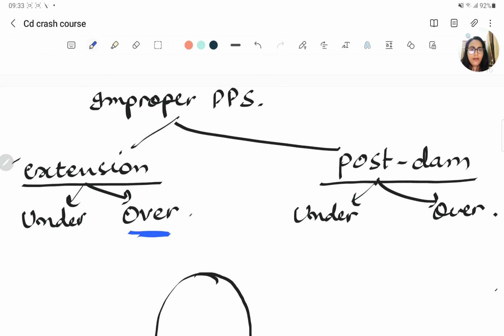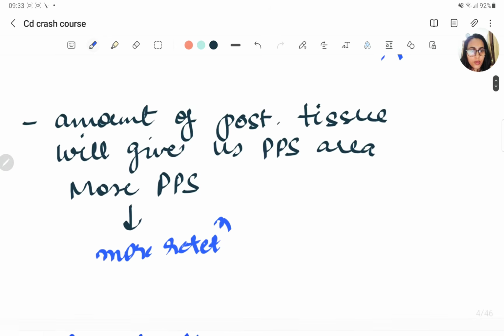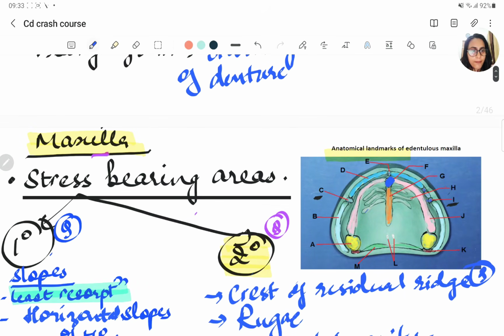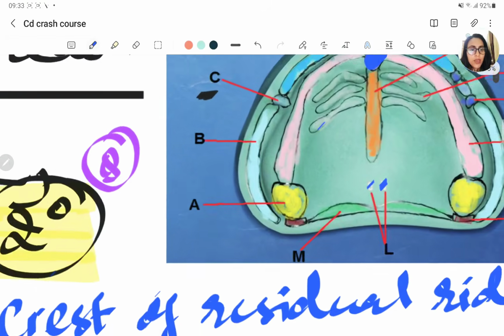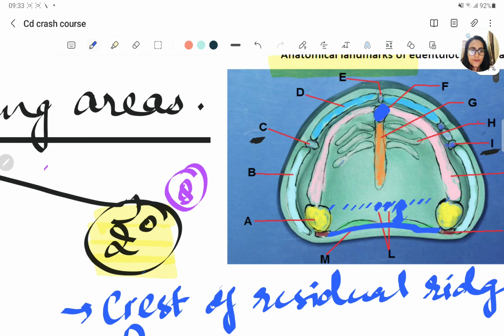When you take it as a landmark, let me show you a maxillary cast. See, these are the fovea palatini. So these are the mucosal glands, right? Now, these are the mucosal gland openings. So we have the PPS posterior to this fovea palatini. So when you make a denture only up to the fovea palatini, that means the denture is going to be under extension, right? In most cases, the posterior vibrating line is beyond the fovea palatini.